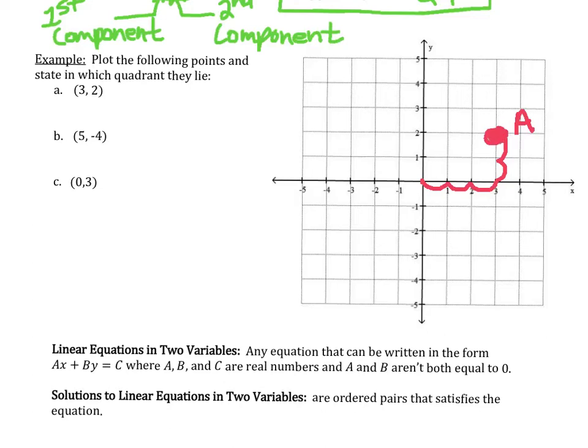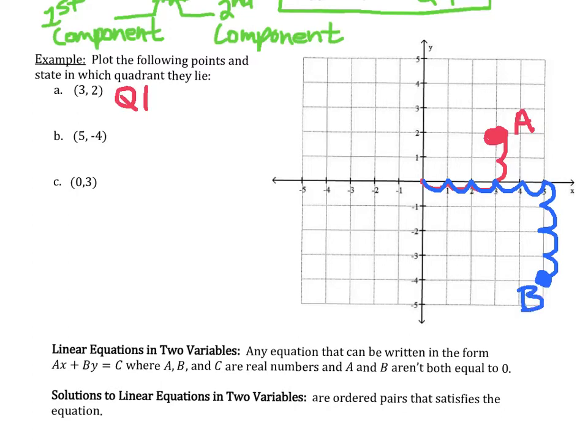This is in the location of quadrant 1, so I'm going to abbreviate that with Q1. My next point is the point 5, negative 4. If I want to plot that point, I start from my origin. I go to the right 5 units, 1, 2, 3, 4, 5. And then negative 4 means I go down 4 units. So I go 1, 2, 3, 4. And I'm at the point 5, negative 4, and I'm going to call that point B.